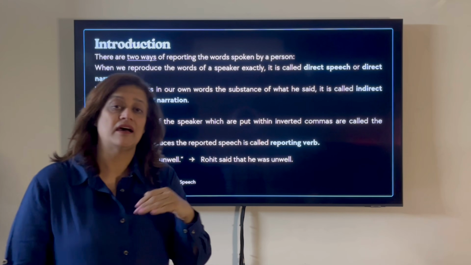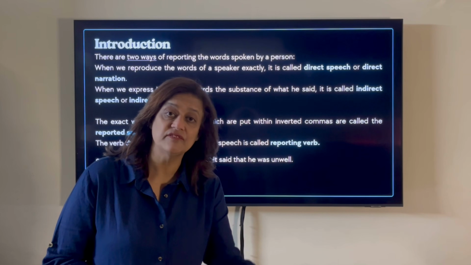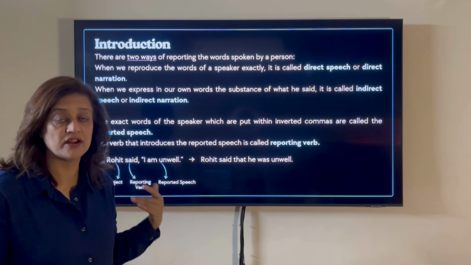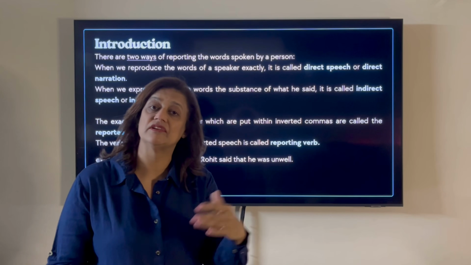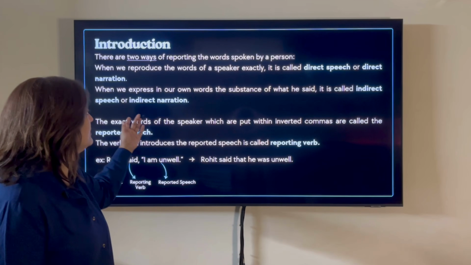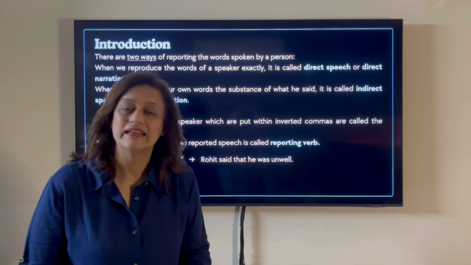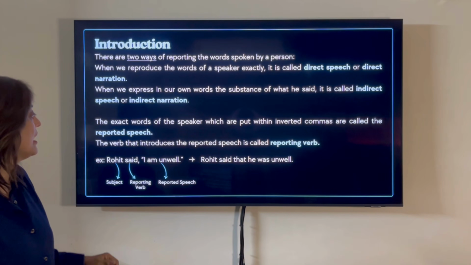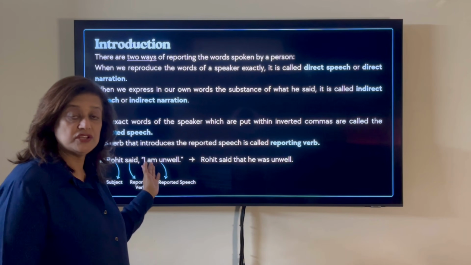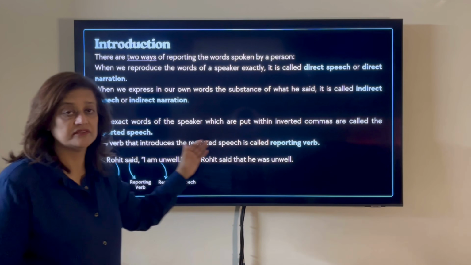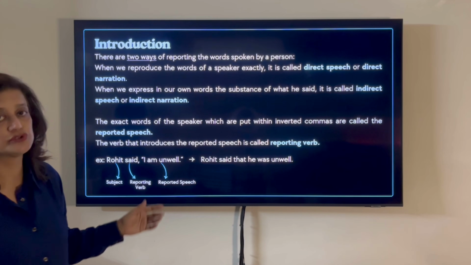And when we are expressing in the narrated form, the exact words are not said as they are, but in the narration form, it is called indirect speech or indirect narration. Now, how to change direct into indirect? There are certain steps and rules to follow.